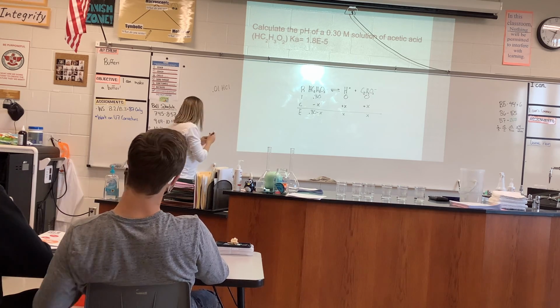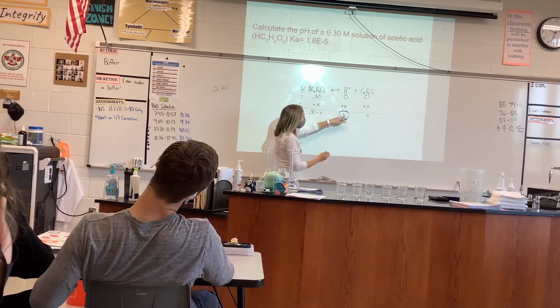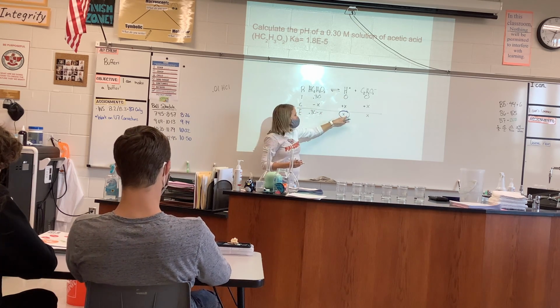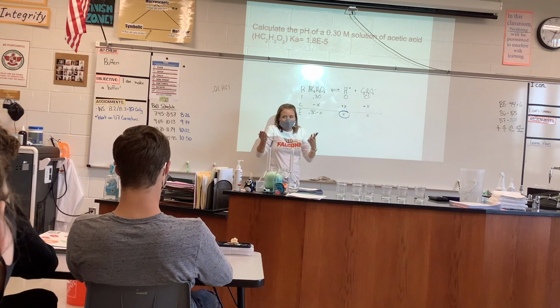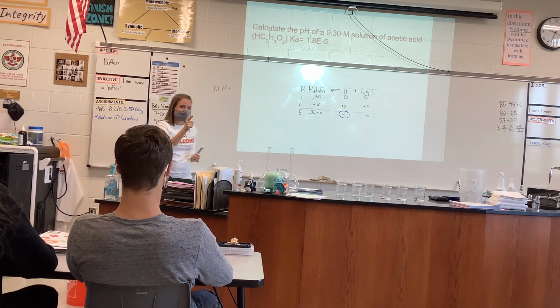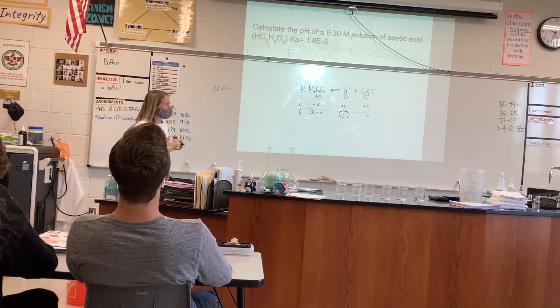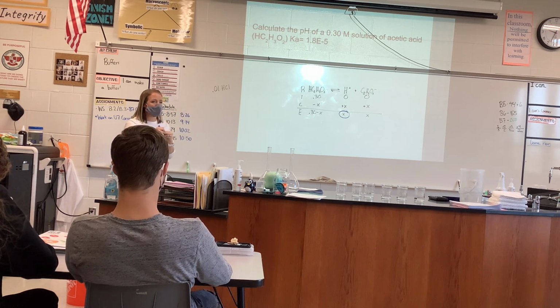Now, our goal, again, don't lose track of the goal, is this. Once I know how much H plus there is at the end, I can then just take the negative log of that to find my pH. Wait, so what's the negative log of a variable? So we've got to find the variable first. So any ideas of where to go next to solve for x?